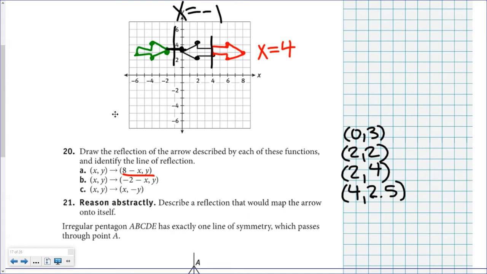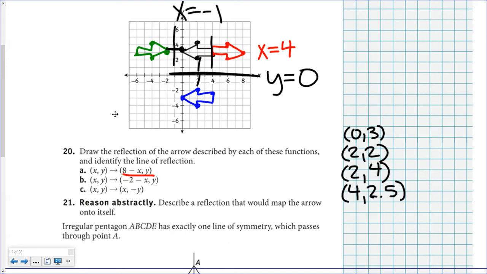For part C, we are going to be taking our points and plugging them into x, negative y. So we're going to end up with 0, negative 3; 2, negative 2; 2, negative 4; and 4, negative 2.5. So your arrow should look something like that. And this time, your reflection line is this direction, and it's got to be halfway between. So it ends up being a horizontal line, which is y equals 0, which is on top of the x-axis.